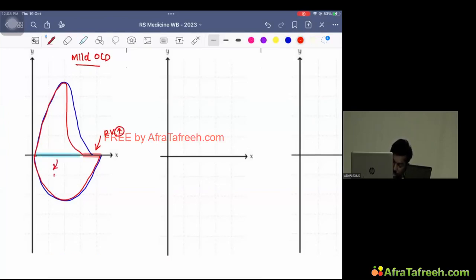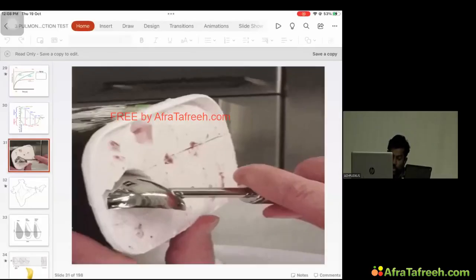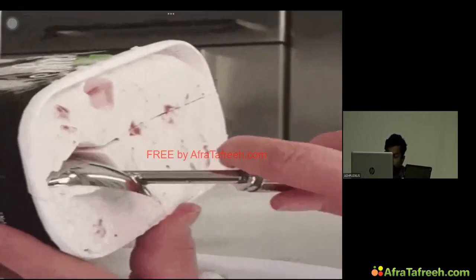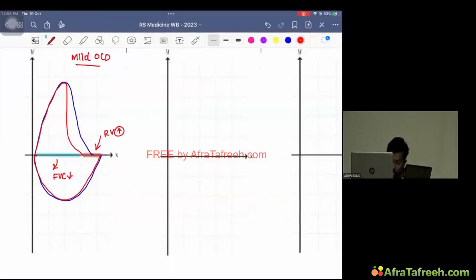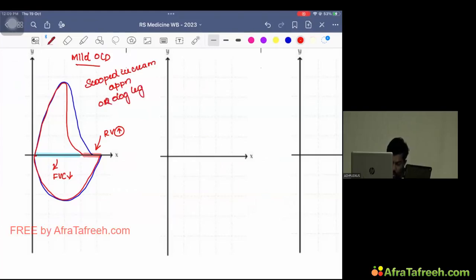FVC is decreased. How does this look? This looks like something has been scooped out, or removed, from the normal graph. So this is called the scooped ice cream appearance, or dog leg appearance.